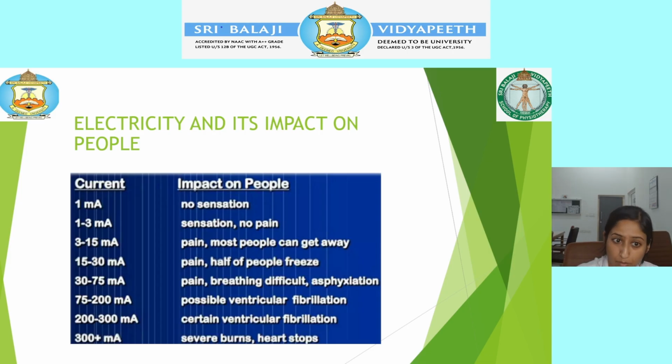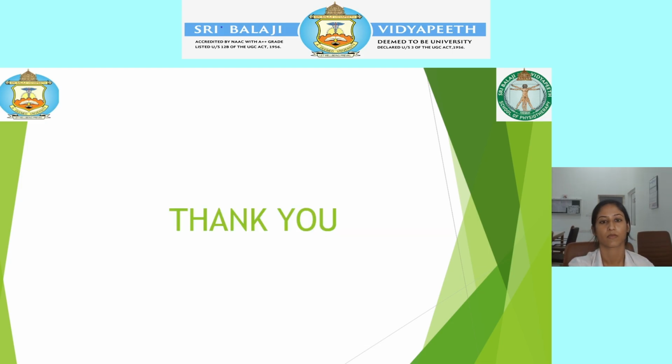If it is 1 milliampere, there will be no sensation. If it is 1 to 3 milliamperes, there will be a mild sensation and no pain. At 3 to 15 mA, there will be pain, but most people can get away. At 15 to 30, there will be pain, and half of the people will freeze. At 30 to 75 milliamperes, there will be pain, breathing difficulty, and asphyxia. At 75 to 200, there will be possible ventricular fibrillation, and at 200 to 300, certain ventricular fibrillation. More than 300, there will be severe burns and the heart will stop. So thank you.